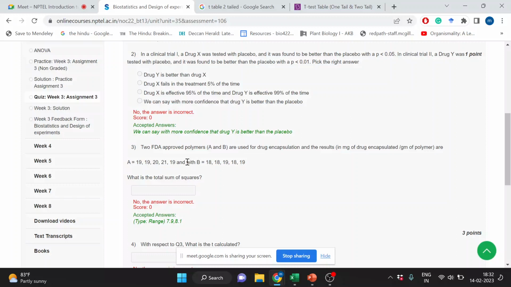No, sir, it's about polymer. Don't be something else, sir. It's a polymer. Yeah, it's a polymer.